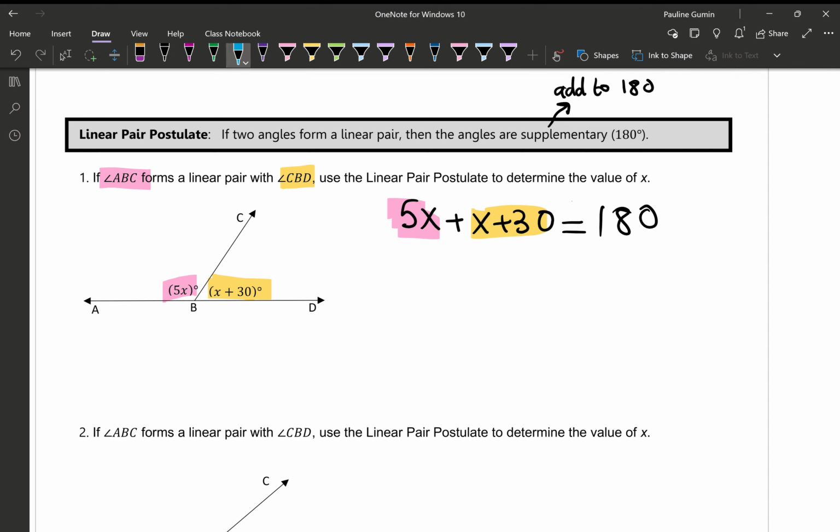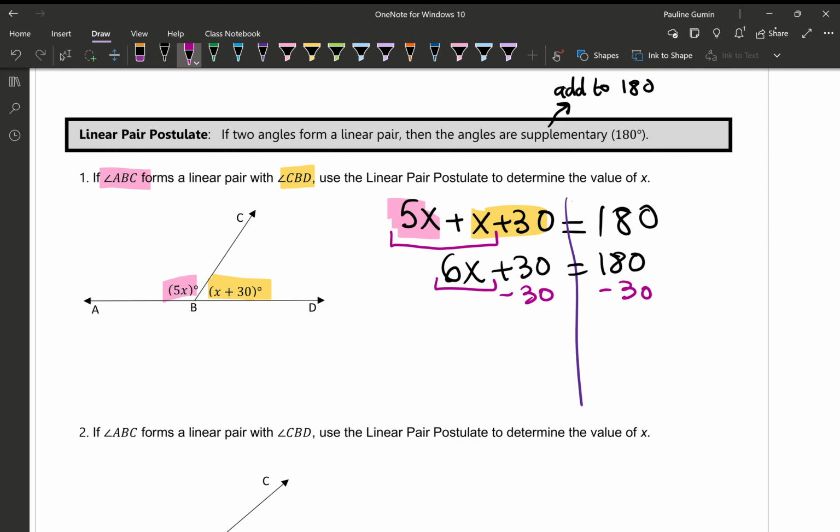All right, let's do some algebra. Okay, the first thing that I'm going to do is combine like terms. So I'm going to combine 5x and x, and I get 6x plus 30 equals 180. Next, I'm going to go ahead and subtract 30 from both sides. So now I have 6x equals 150. And of course I can finish this up by dividing both sides by 6. x equals 25.